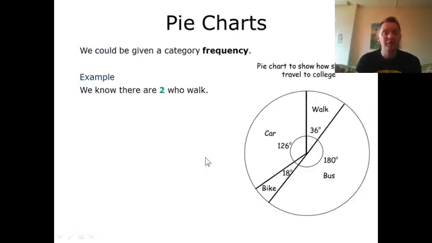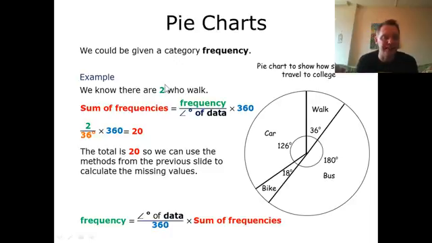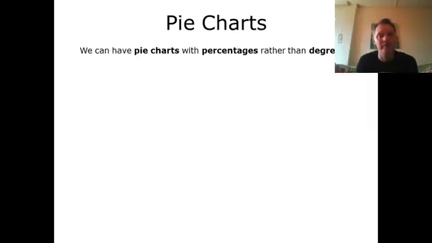We could be given the frequency of just one of the categories. So in this case, I've been told that 2 people walk, in which case I can use this to calculate the other frequencies within my data. So sum of the frequencies is going to equal my frequency given, divided by my degrees of data, times 360. So this means that 20 people were asked all in all. 2 divided by 36 times 360 equals 20. And again, I can use that information to work out all of the missing values like you just saw.